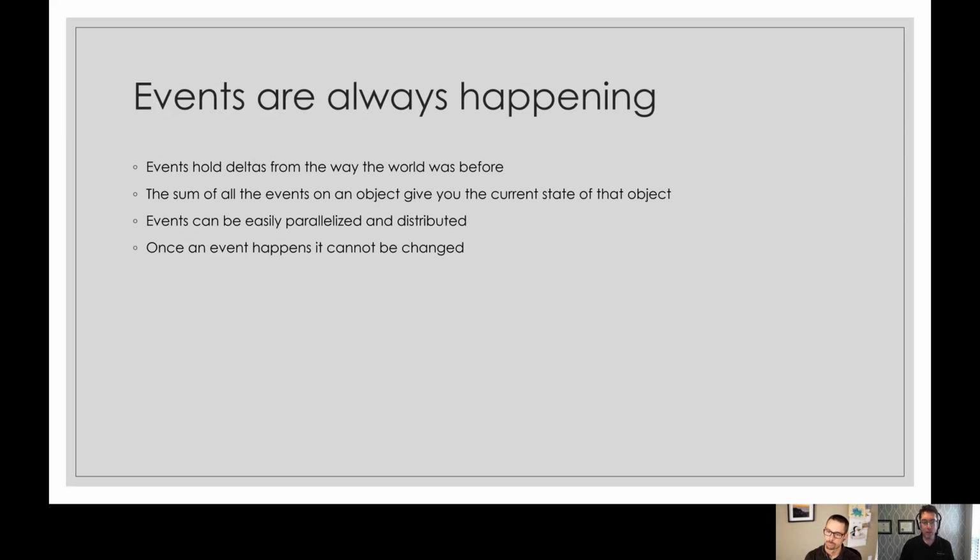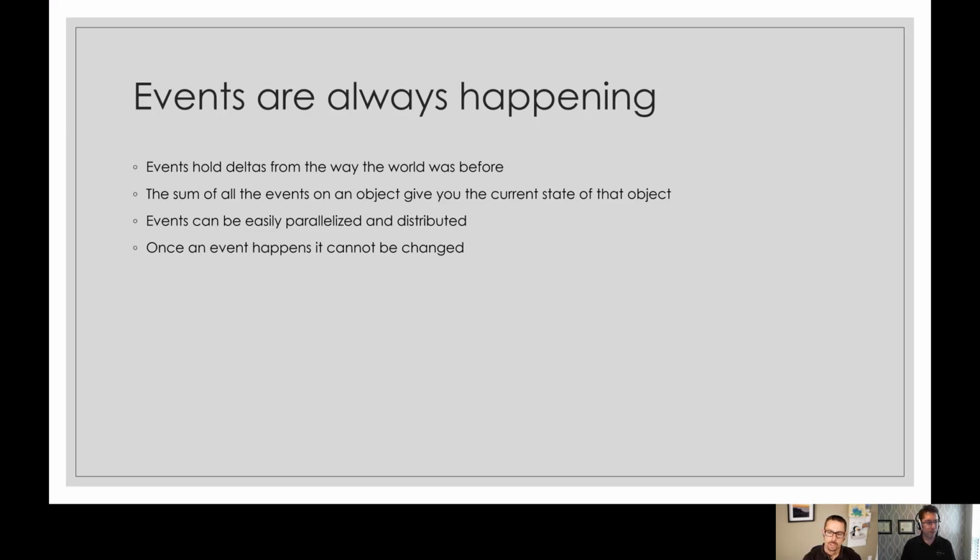So in theory, if we went back to the beginning of time and we took a look at all the events that had ever occurred on some object, then we would be able to figure out what the current state of that object is by just replaying all of those events and applying them one on top of the other. So adding and subtracting money from bank accounts until we end up with what the current state of the world is.